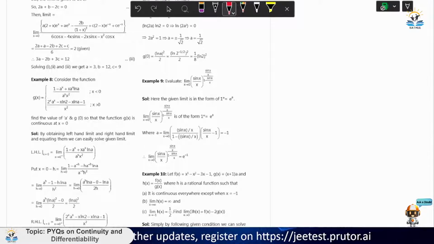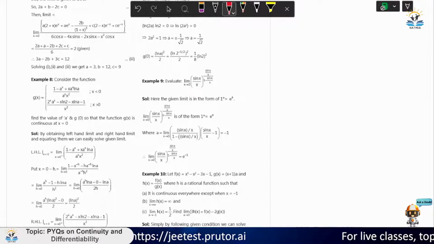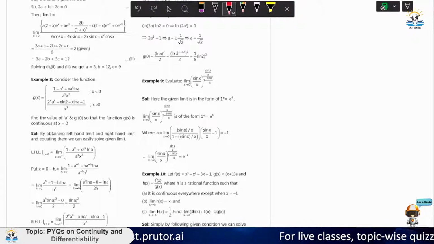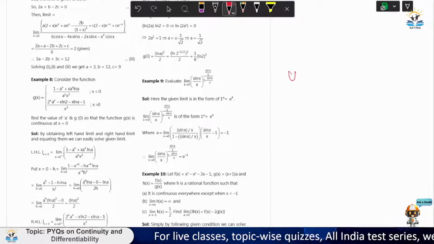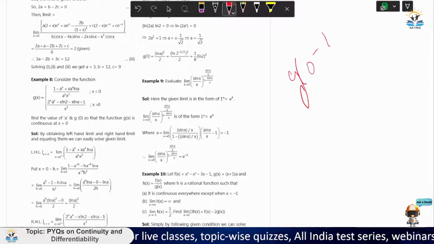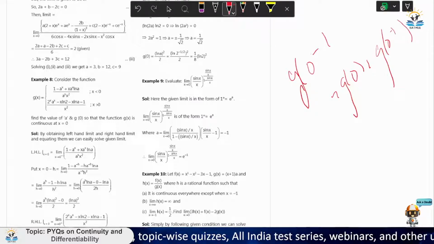The question says, let's consider the function g of x, where an expression is given with 1 minus ax. I'll not read it through for you guys. Find the value of a such that the function g of 0 is continuous. So we know what the condition for continuity is: g of 0 minus should be equal to g of 0, which should be equal to g of 0 plus.